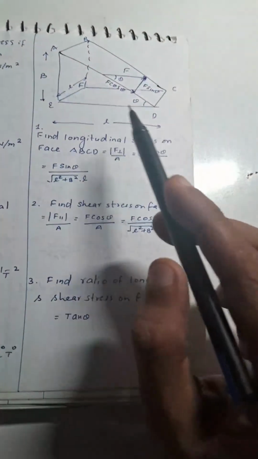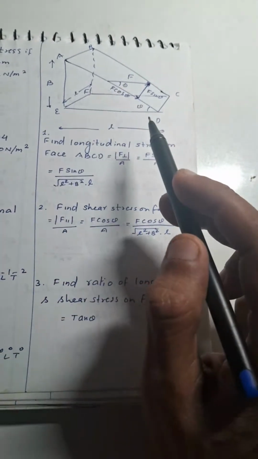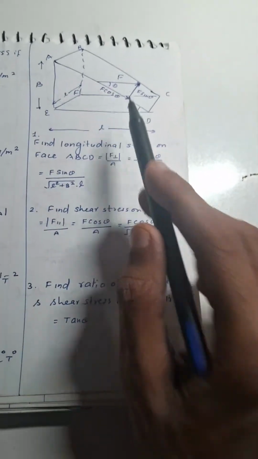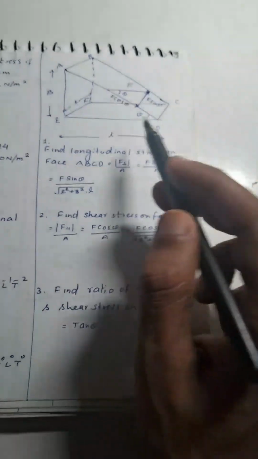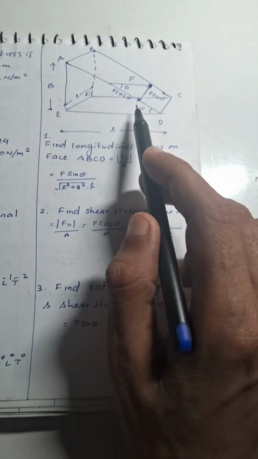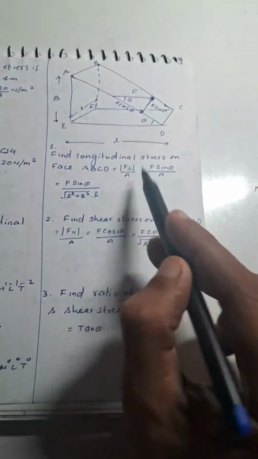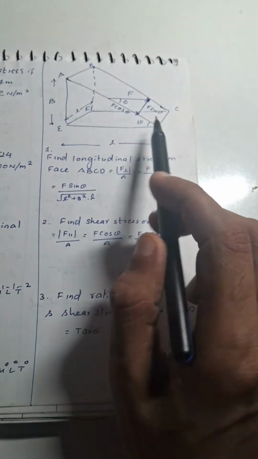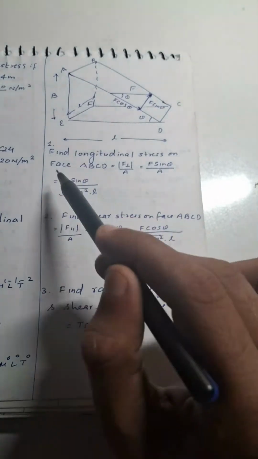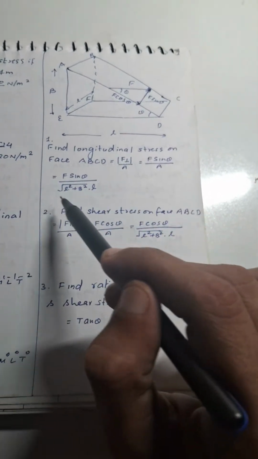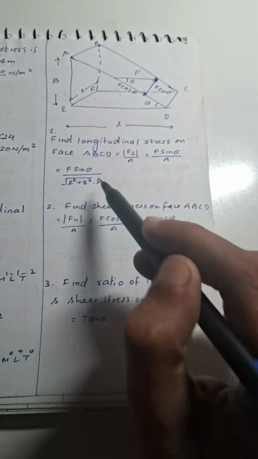Then we have a prism, or wedge based problem. A wedge is given to you, and force is applied as shown in the figure. We need to find the longitudinal stress on the face ABCD. If we decompose this, the perpendicular force comes out to be F sin theta. For calculating area, this side is L and this side will be root under B square plus L square. So area will be root of L square plus B square into L. From here, this will be the longitudinal stress.